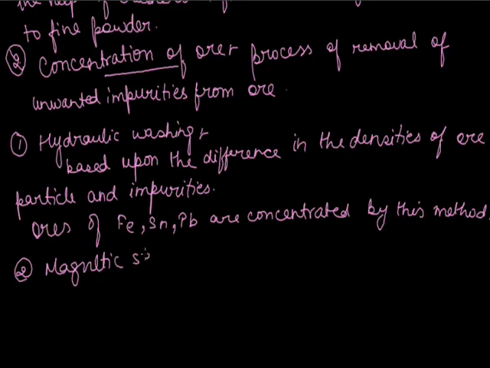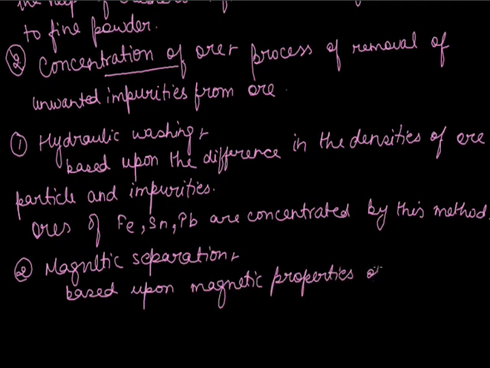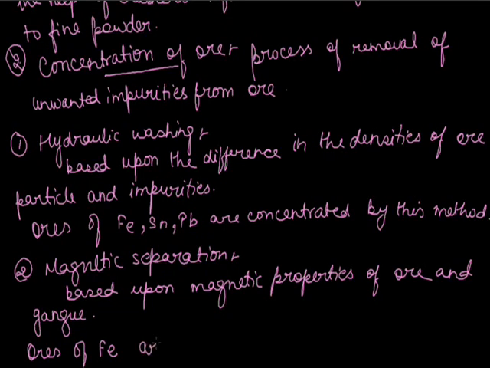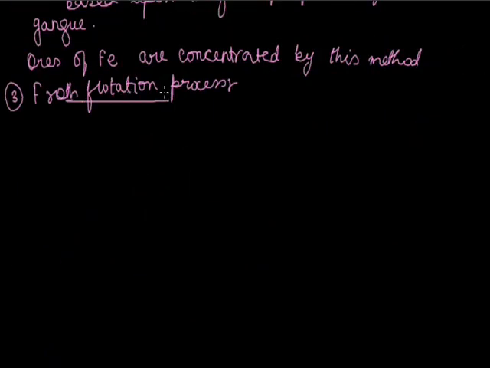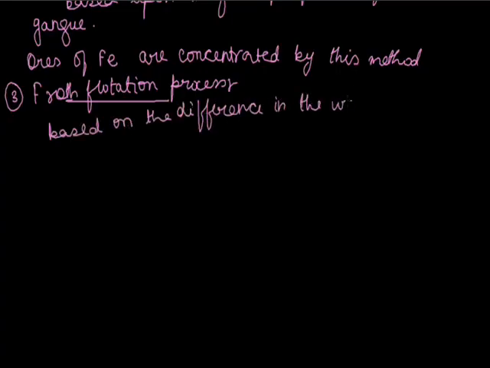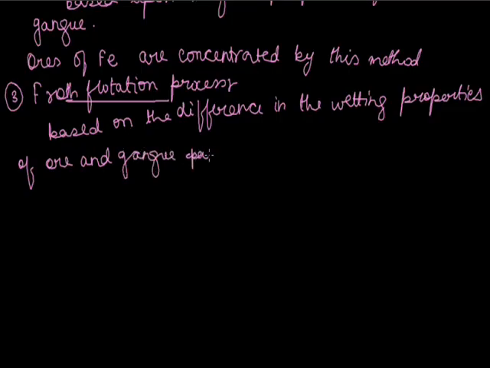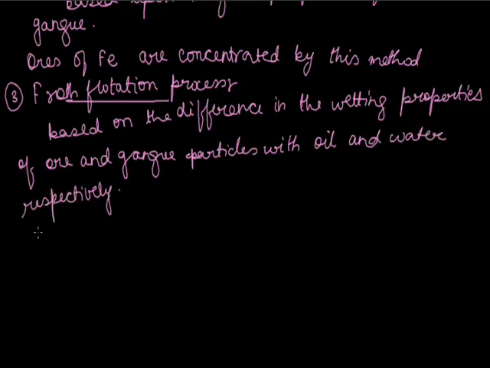Next one is magnetic separation. This method is based upon the difference in the magnetic properties of ore and gangue. Ores of iron are concentrated by this method. Then there is froth flotation, based on the difference in the wetting properties of the ore and gangue particles with oil and water respectively. This is used for sulfide ores.